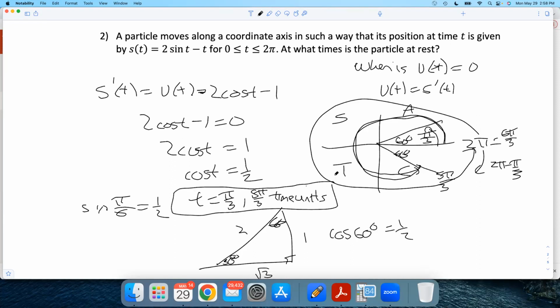Again, you could get the same answers using unit circle, if you want to go through the trouble of drawing out unit circle to answer one single question. Reference triangles are your friend.